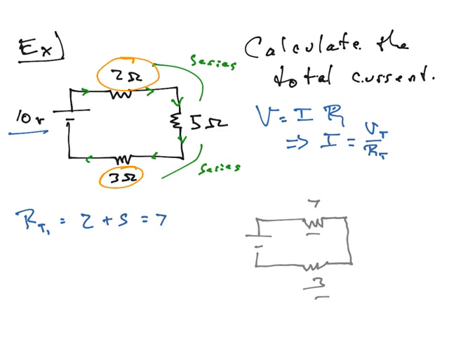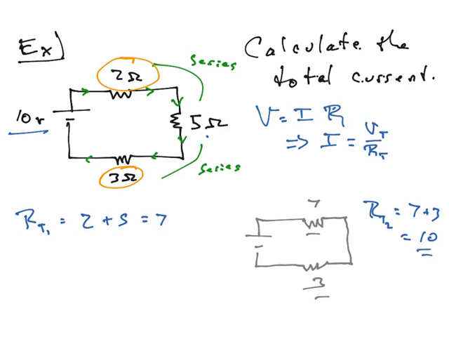So what I can do now is take this guy and say R total 2 is the 7 plus the 3, which gives me a total of 10. That's perfectly fine. And of course, you could do the opposite. You could start with the 3 and the 5, combine them to get an 8 at the bottom, with the 2 sitting there on top, and then combine the 8 with the 2. That's also fine.